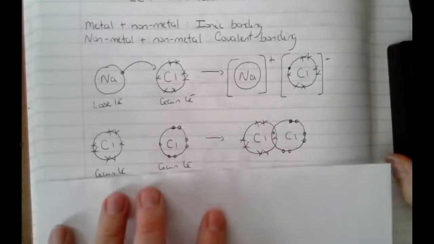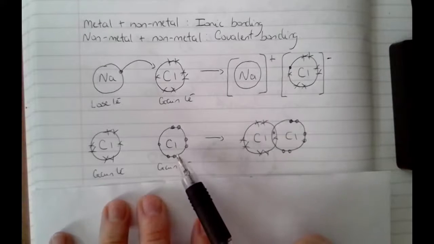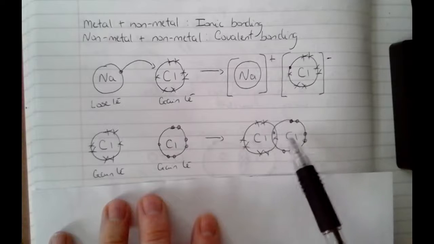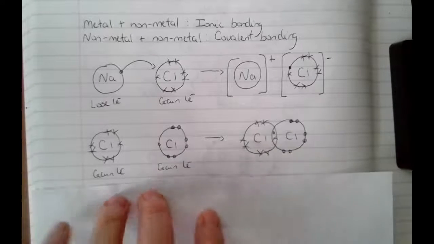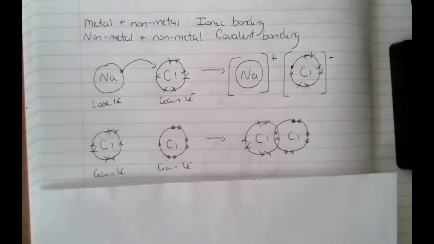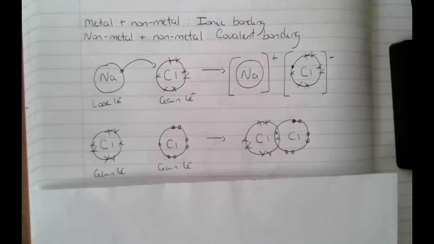When we had two non-metals reacting together, so I've used two chlorine atoms in this case, I've got two atoms that both want to gain an electron, and in order to both end up with a full outer shell, they instead share electrons. So two non-metals can react together because they can share. A metal and a non-metal can react together because the metal will transfer its electrons to the non-metal.